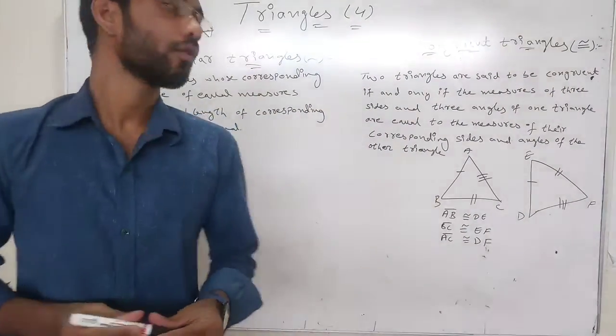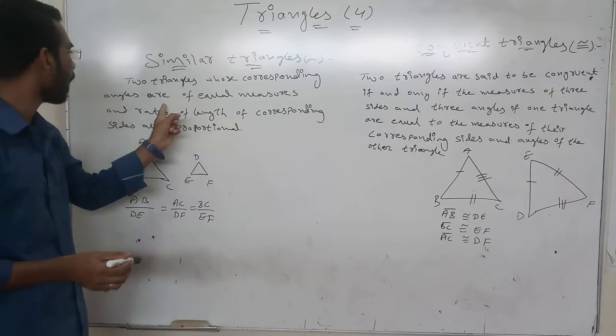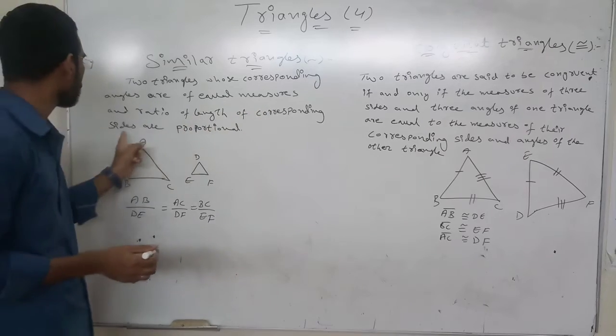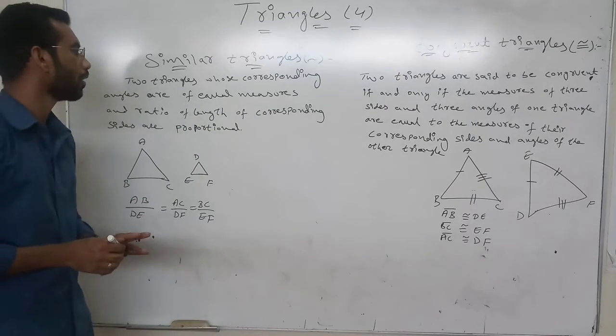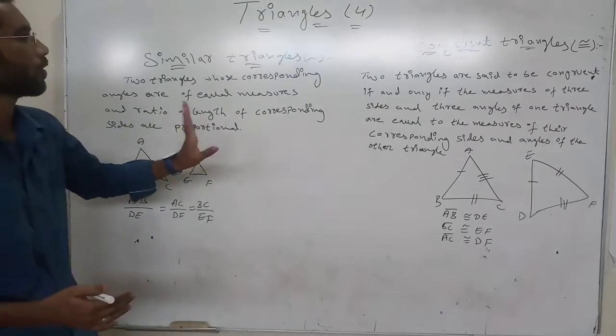Now, similar triangles: two triangles whose corresponding angles are of equal measure and the ratio of the lengths of the corresponding sides are proportional. We will see in depth. This is the definition for this one.